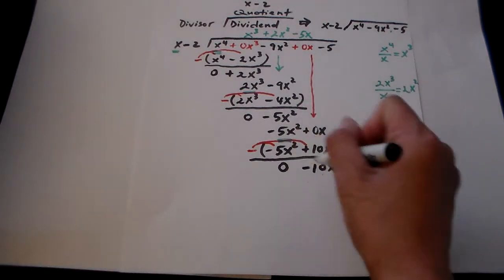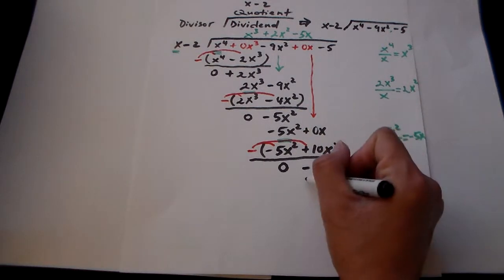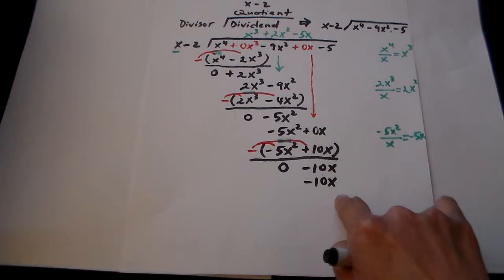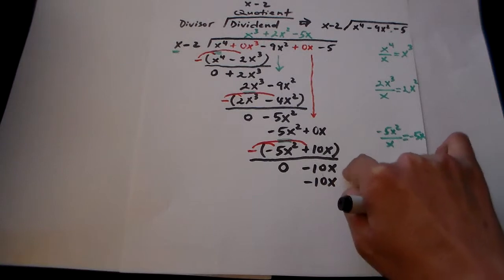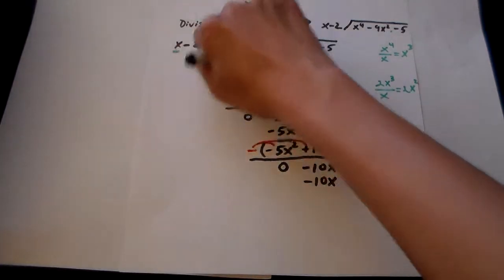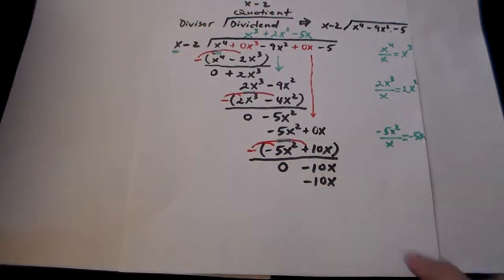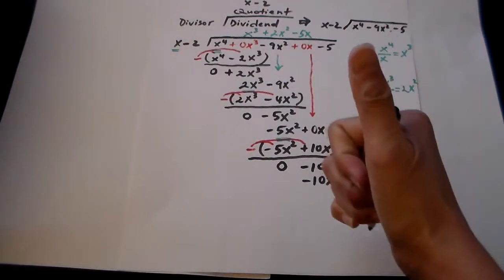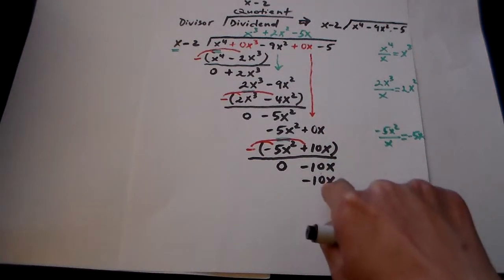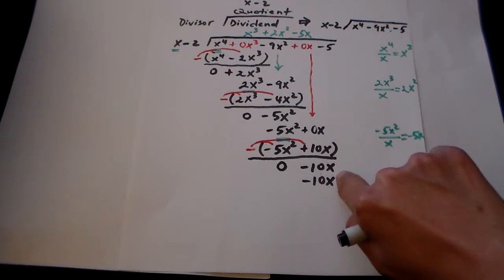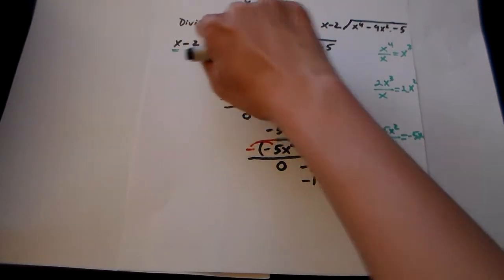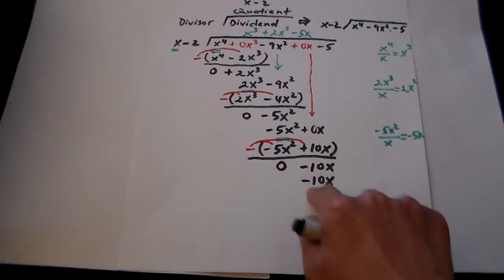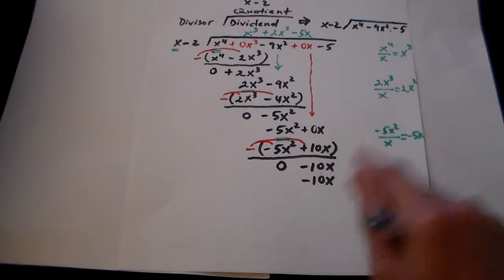Okay? 0 minus negative 10x is negative 10x. Now, you need to double check the power to the right. If the power to the right is smaller than the power in the divisor, we're done with long division. Now, the power to the right is 1. The power in the divisor is also 1. 1 is not smaller than 1, so you have to continue the long division.